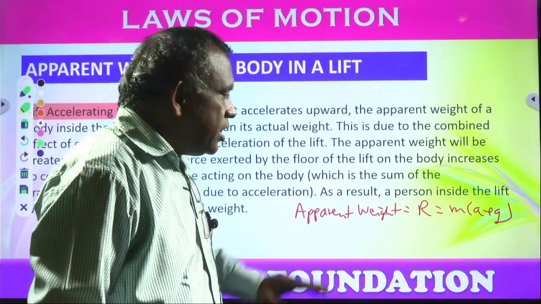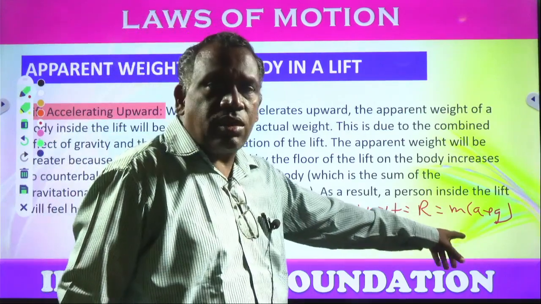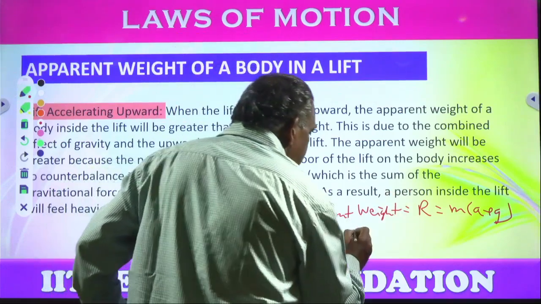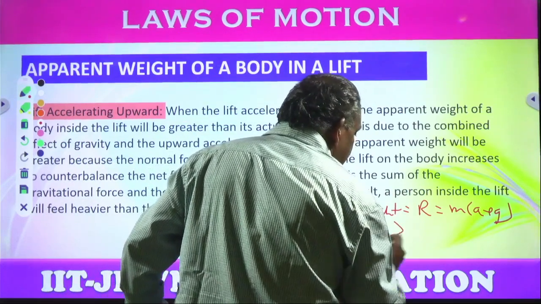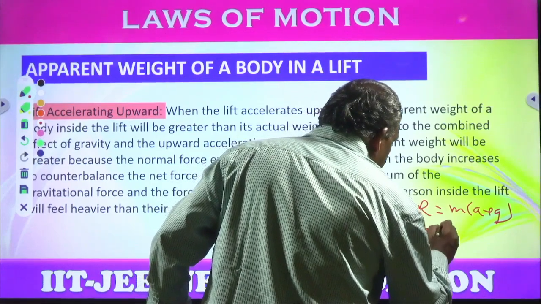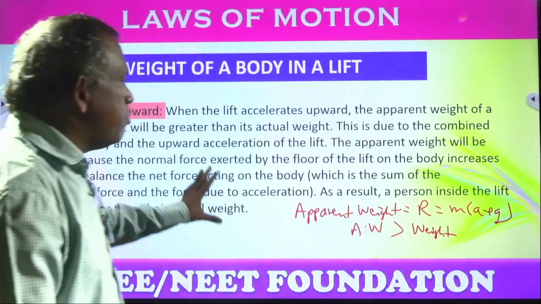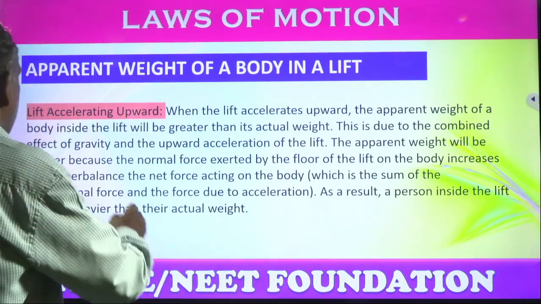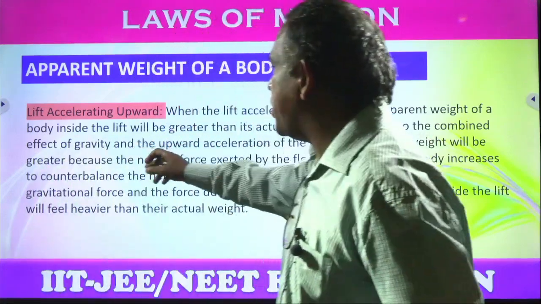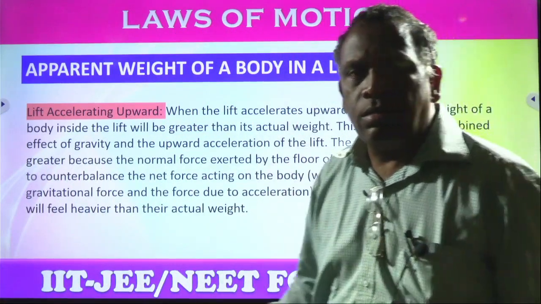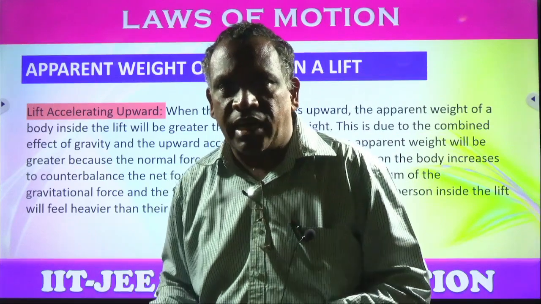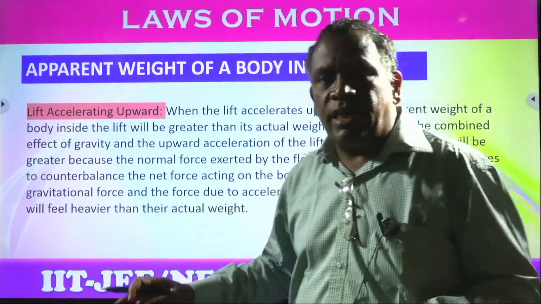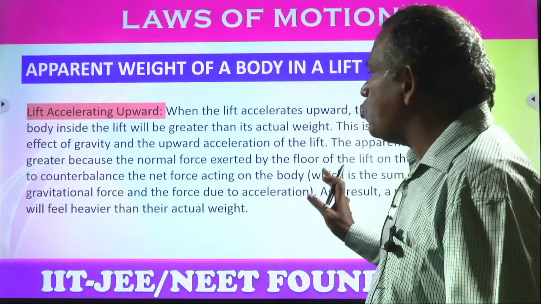So here, a is the acceleration and g is the acceleration due to gravity. The apparent weight will be greater than the weight of a body. This is due to the combined effect of the gravity and the upward acceleration of the lift. These two factors are considered.